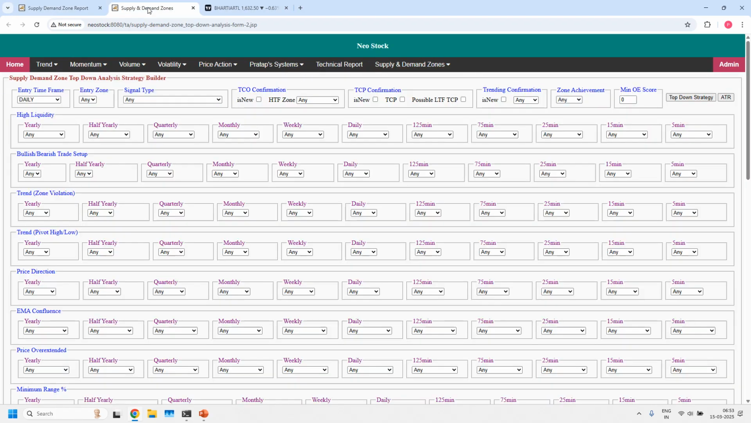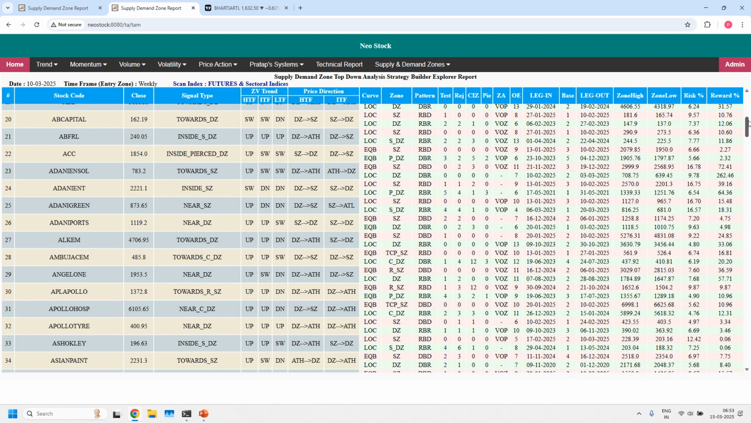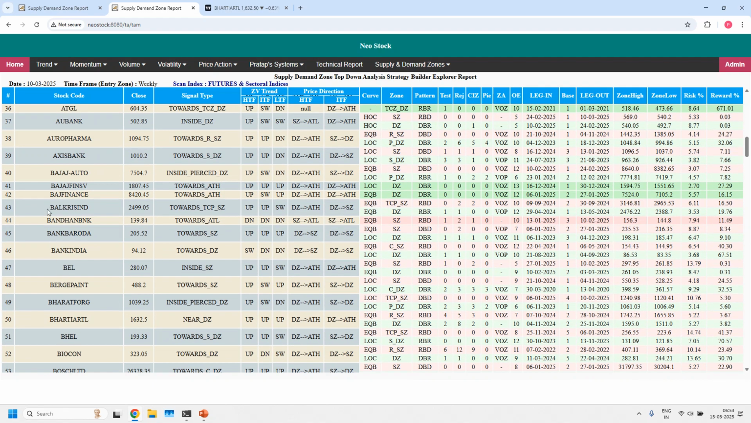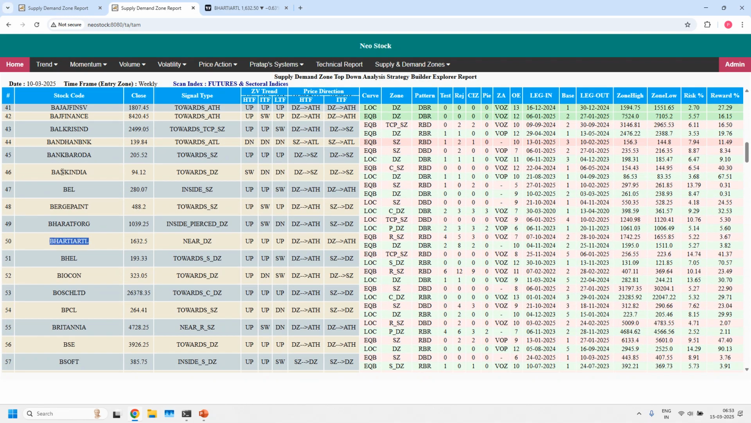Let me open another window. Here I am selecting the weekly time frame and I am generating all the stock supply demand zones, and my interest is on Bharti Airtel. Where is Bharti? BHA, right? Sorry, I'm seeing in BHA, Bharti Airtel.